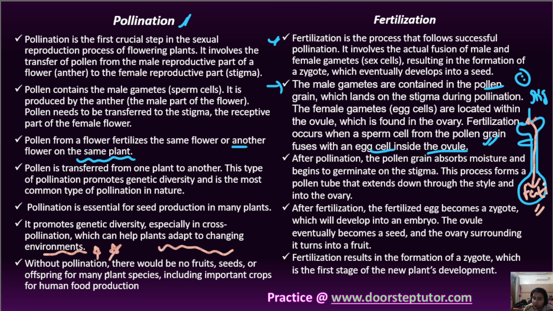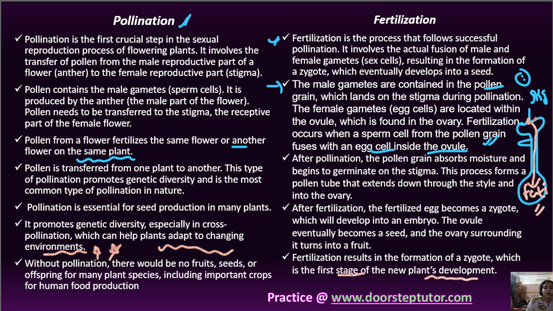If we talk about the significance of fertilization, fertilization results in the formation of a zygote, which is the first stage of new plant development. After that, the zygote will be converted into an embryo, and later on into the seed. So these were some basic differences between pollination and fertilization.